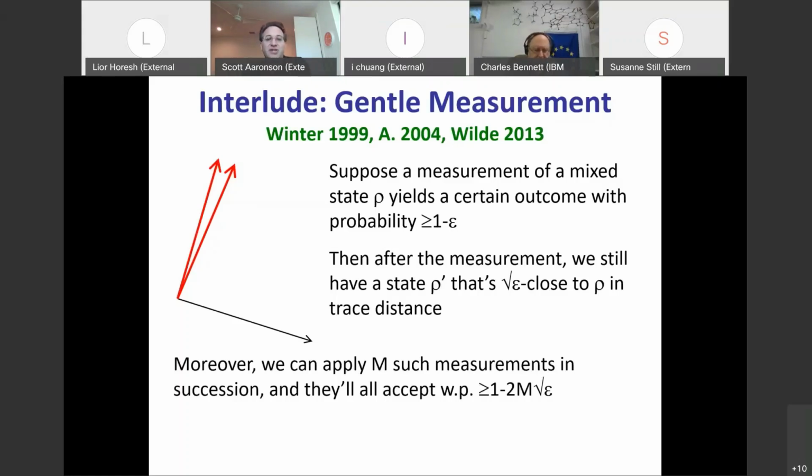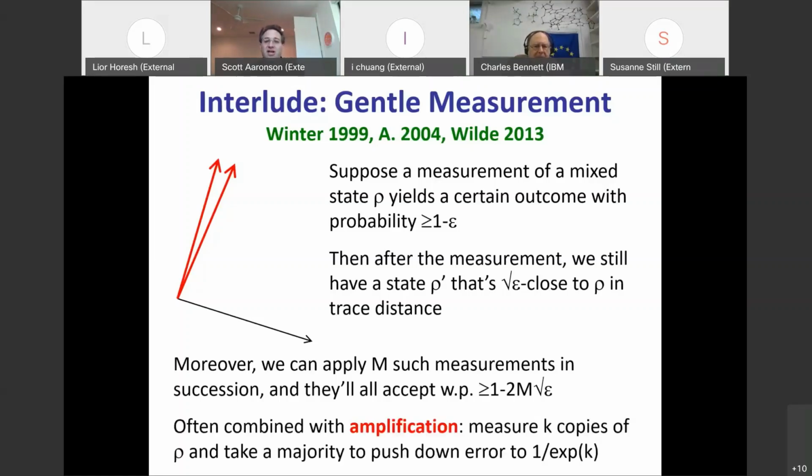Now this is a very important principle, and it has a generalization, which says that we can actually apply many such measurements in succession to a state rho, let's say m of them, and they will all accept with high probability, as long as epsilon is tiny compared to 1 over m. And the total damage to the state will also be very small. It will be at most like m times the square root of epsilon. And this is intuitively because of the linearity of quantum mechanics. We can just decompose and think about each measurement separately.